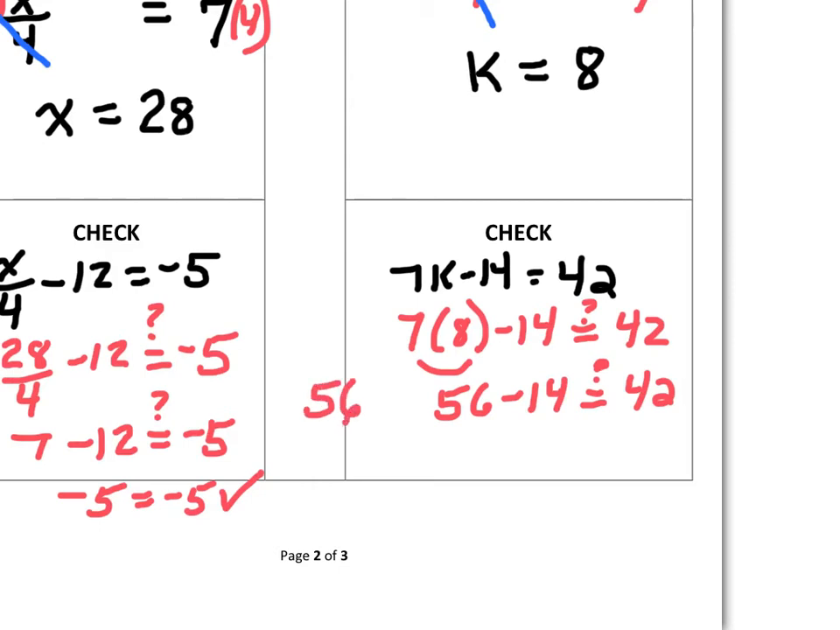And you might want to do some long subtraction here. 6 minus 4 is 2. 5 minus 1 is 4, so 42. So we do have true.